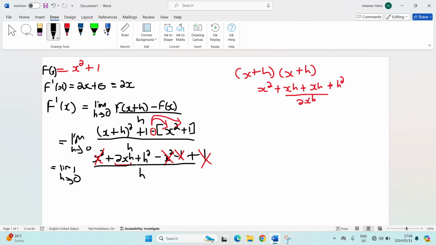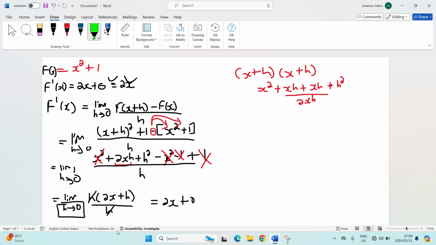Okay, now take out h as a common factor. So this will be the limit as h approaches 0 of h multiplied by 2x plus h, and then I divide by h. Now this one will cancel this one, and now I can replace the terms which have h with 0, because I no longer have it in the denominator. So the answer will be 2x plus 0. And as you can check, the same answer will obtain over here.